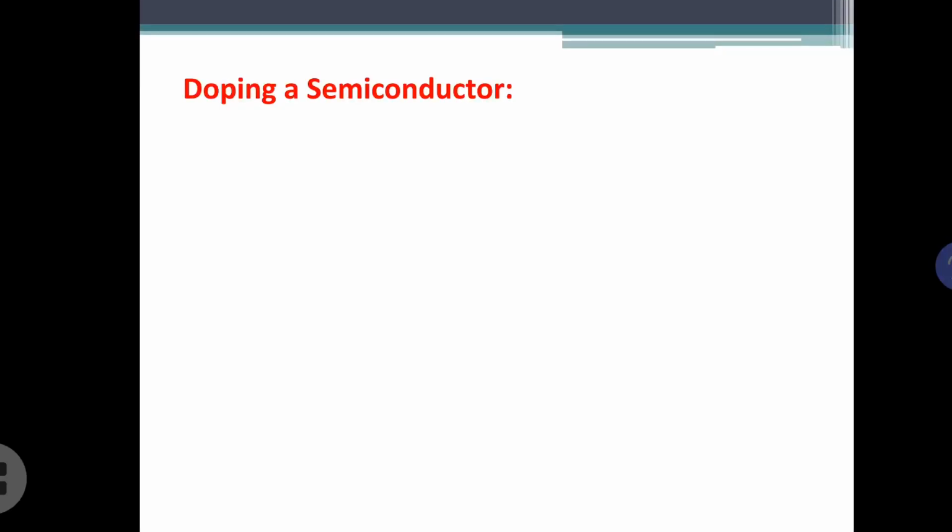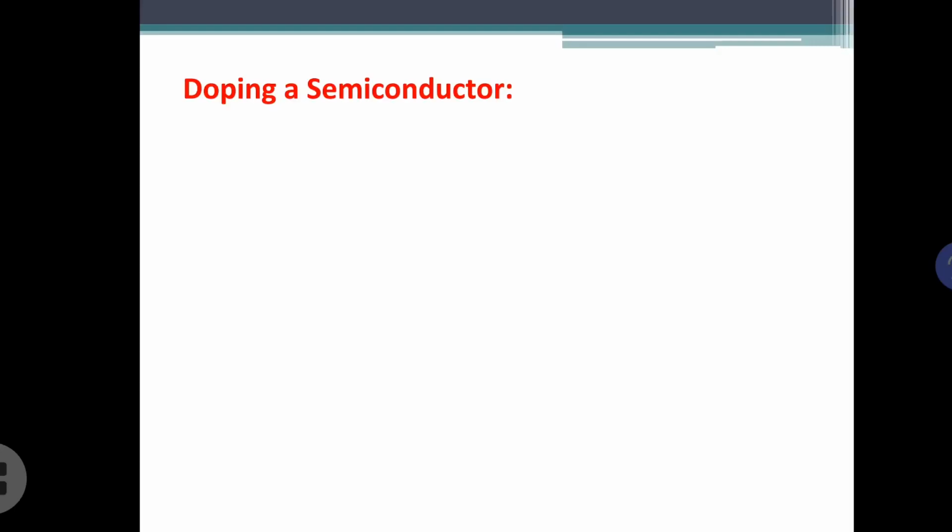Now, doping a semiconductor. We know that the conductivity of an intrinsic semiconductor is limited, because only by giving heat energy or some external energy can we improve the conductivity of such intrinsic semiconductor material, but there is a limit for that. So there is another technique called doping. Doping means we add some impurities or other atoms to such an intrinsic or pure semiconductor, so that the conductivity of the material will be improved. Let us see how it is happening.